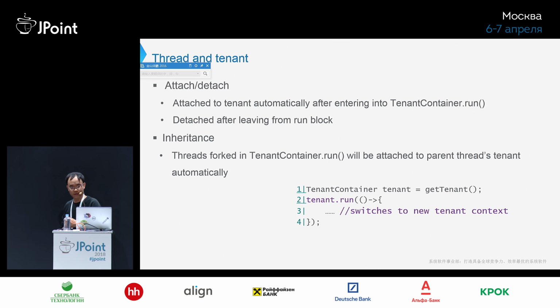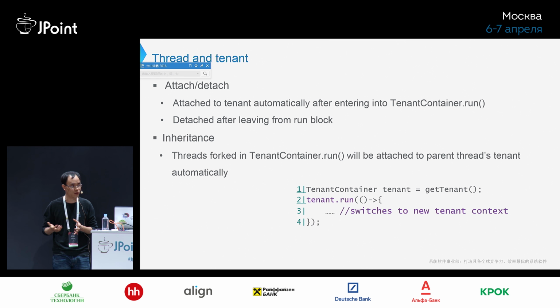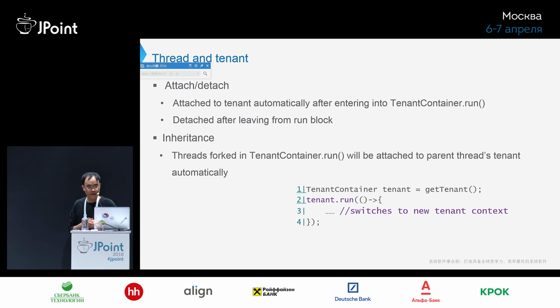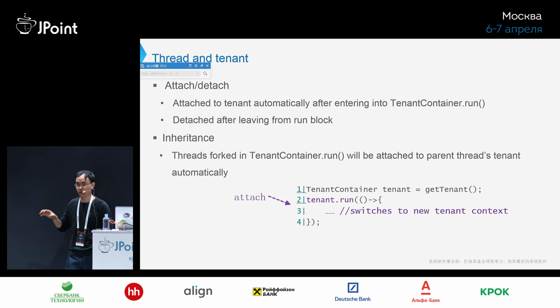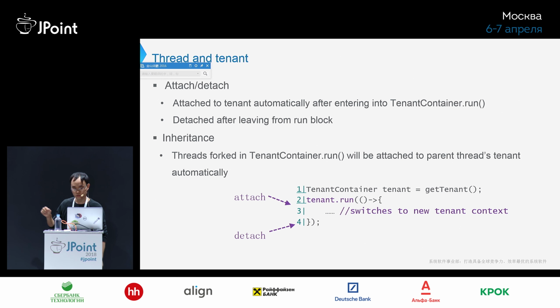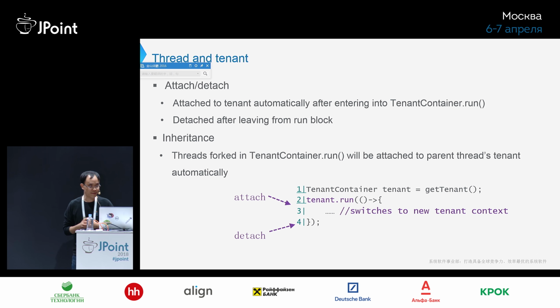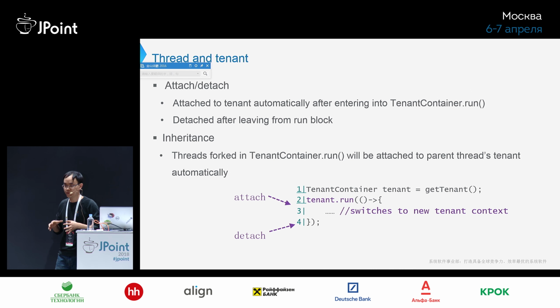Let's talk about the relationship between thread and tenant. The tenant container provides a run method. When a thread enters this run method, the thread is attached to the tenant automatically. After leaving the run method, the thread is detached from the tenant automatically. So all the code is running in the tenant container's run method. And the second thing is that any newly created thread inside the run method will be attached to the tenant of its parent thread.